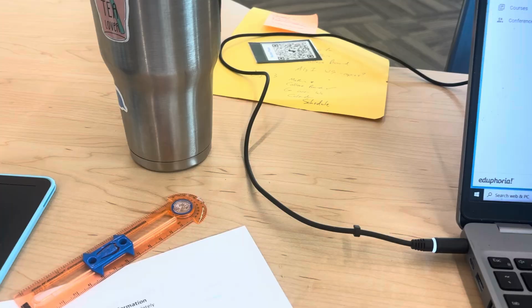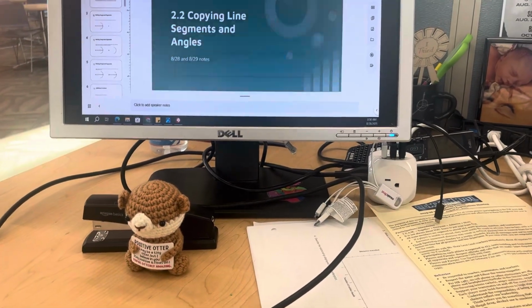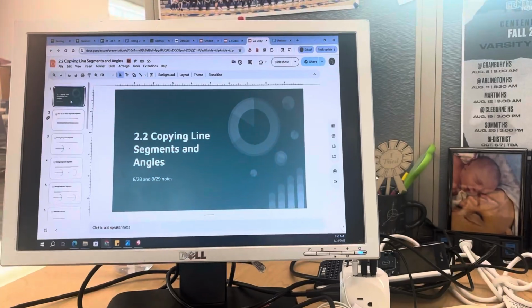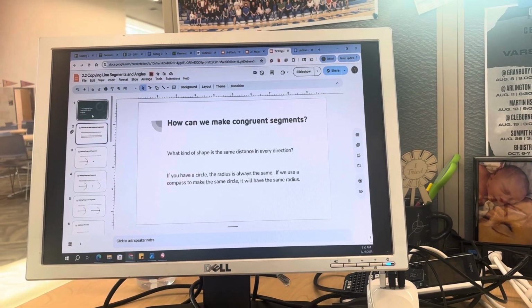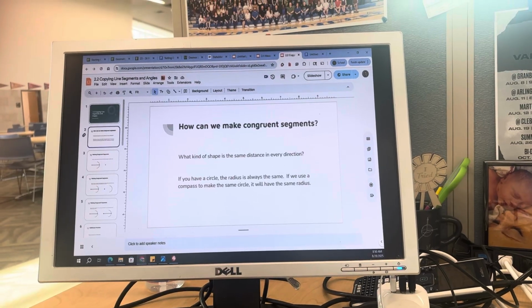So the notes for today are 2.2, and it's over copying line segments and angles. The first thing we're going to do, this is a 2-day thing, we're going to make congruent segments.